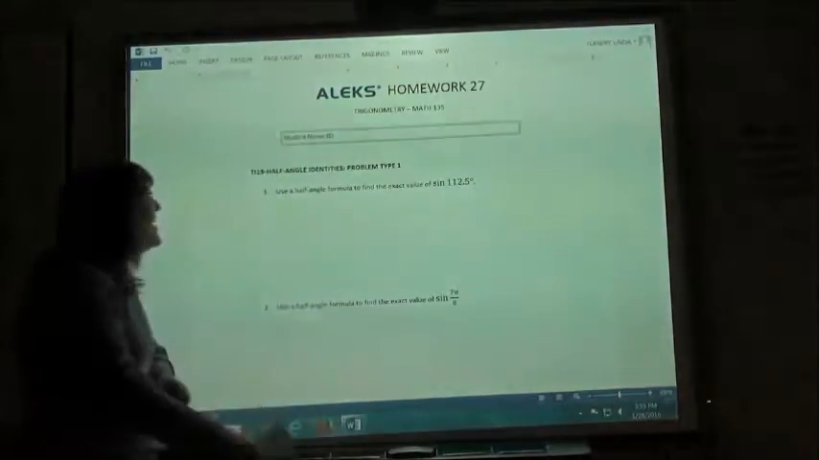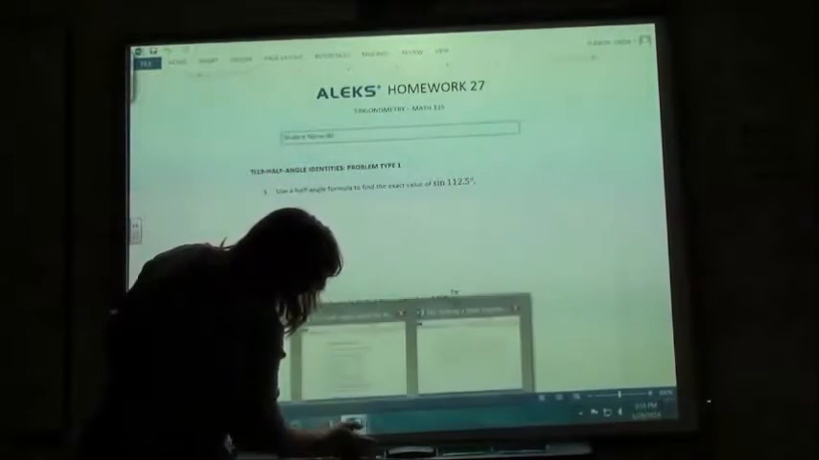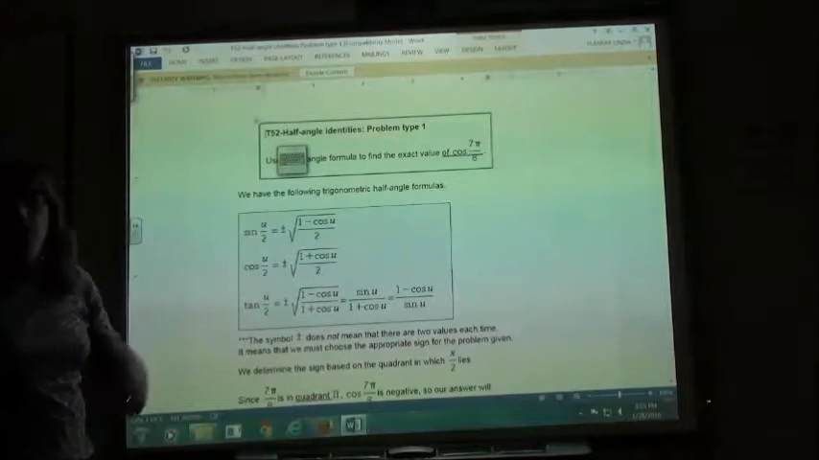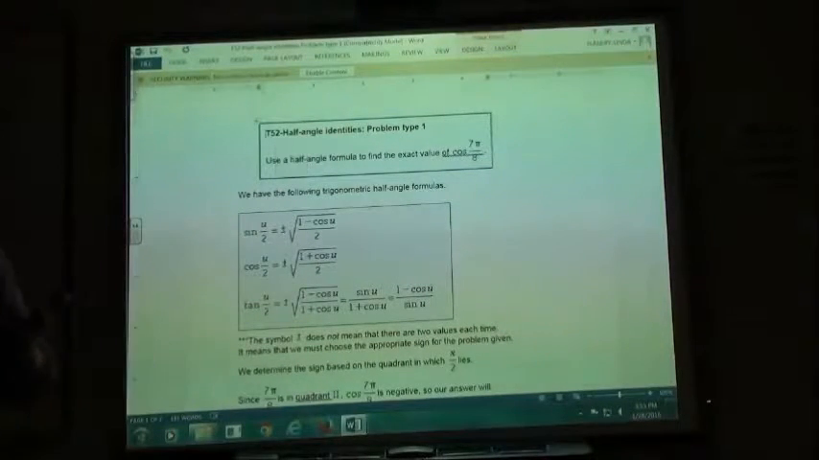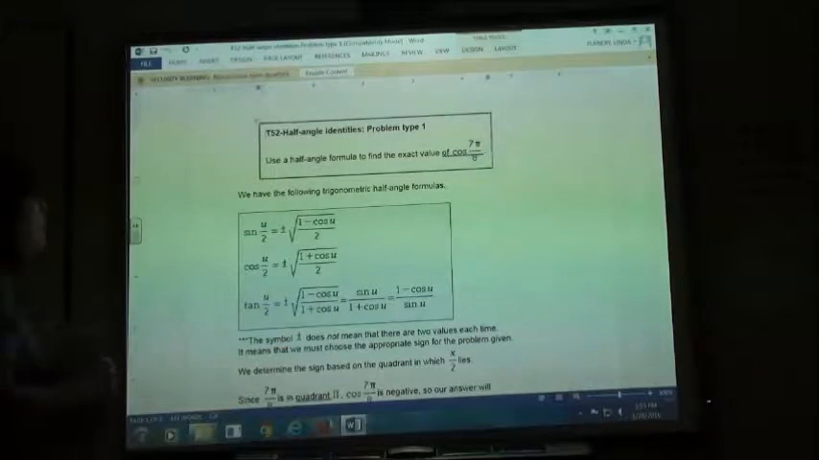All right, homework 27. We are doing half angle identities. And so you need to know what your half angle identities are. Over here on my notes, I have the half angle identities. Also, if you go to Alex and in the dictionary type in half angle, it will bring up the identities. You can print those out.